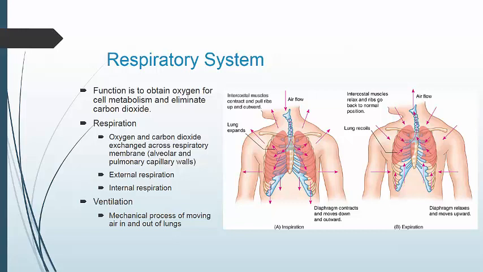So external respiration happens at the capillaries around the pulmonary area, between the outside world and the lungs. Now, internal respiration is where this gas exchange happens inside the body at the cellular level. And then ventilation is just the mechanical process of moving air in and out of the lungs.